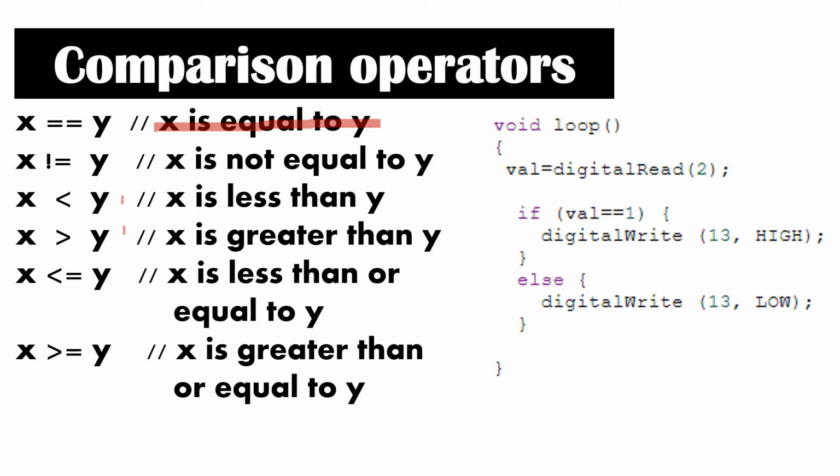Medyo sanay tayo dito nung tayo nasa grade school. So this one means x is less than y, and this one means x is greater than y. Ito, nakita na rin natin nung tayo nasa grade school. X is less than or equal to y, and this one means x is greater than or equal to y.